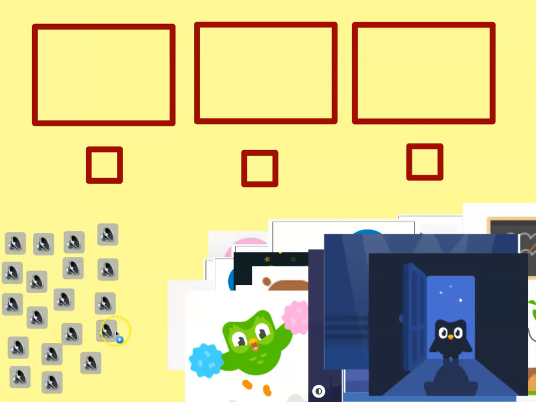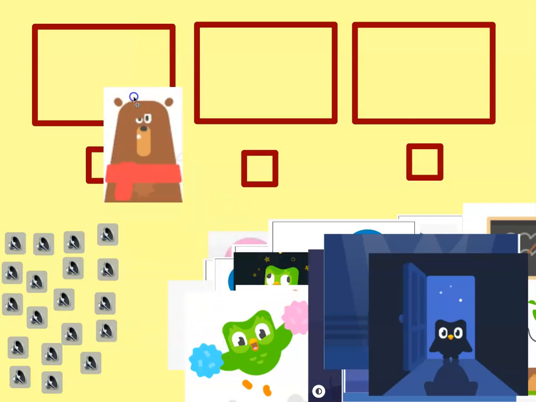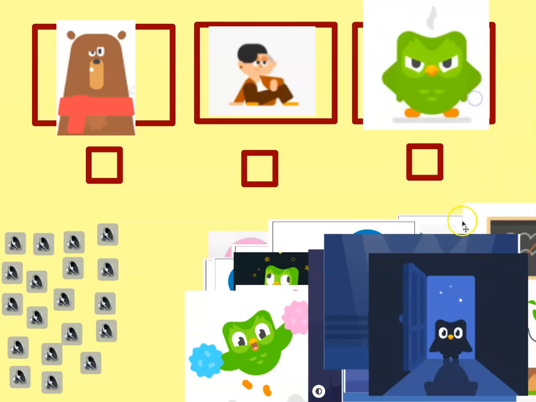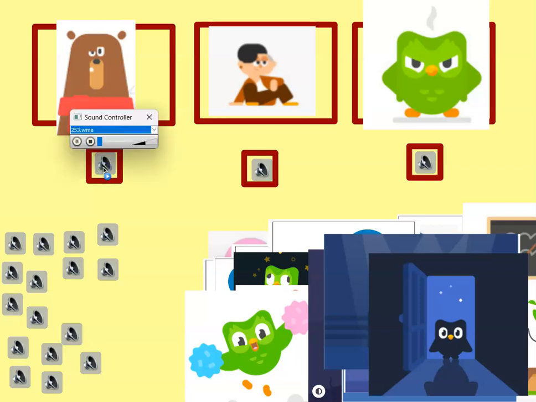I'll randomly call 3 students up, one at a time. Maybe the first will choose this picture, the next student will choose this picture, and the next student will choose this picture. Great. Then I call up 3 more students and they randomly choose a sound. They don't get to listen to the sounds, they just randomly pull them up. Then I play the sound of the picture and say, here's the start of the story, guys. What's this?